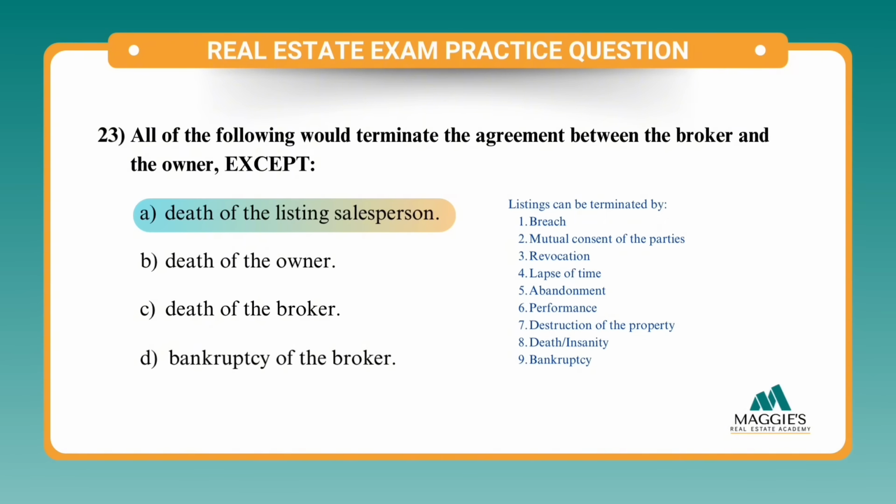Remember, the brokerage firm basically can assign another salesperson to handle that listing and continue representing the owner in the sale of that property. Now, the death of the owner, on the other hand, will definitely terminate the listing agreement, and the death of the broker may or may not terminate the agreement. That depends on the arrangements made by the brokerage firm. So if the brokerage firm has mechanisms in place to continue operations in the event of the broker's death, the agreement may continue with another authorized individual within the brokerage. Bankruptcy of the broker may also terminate the agreement, as that could affect the broker's ability to fulfill their obligations under the agreement. So the death of the listing salesperson is the only option that does not typically terminate the agreement between the broker and the owner.